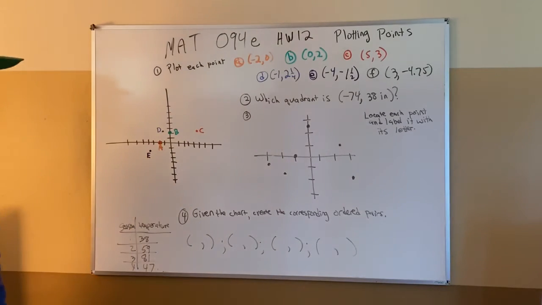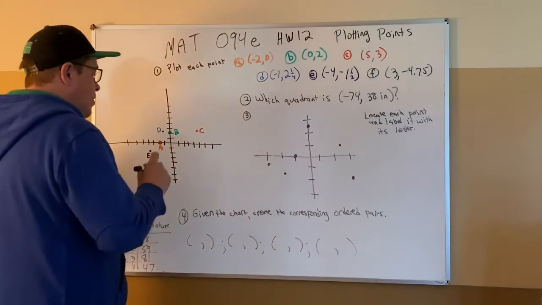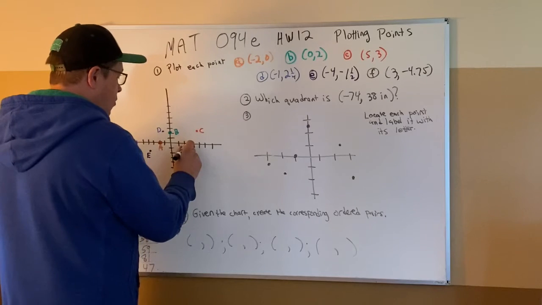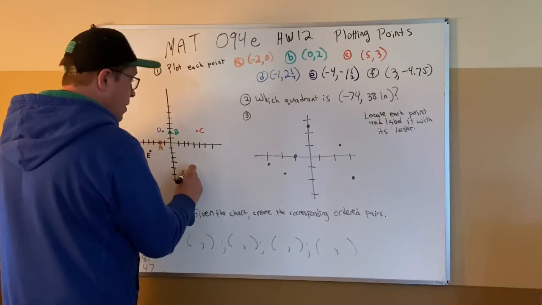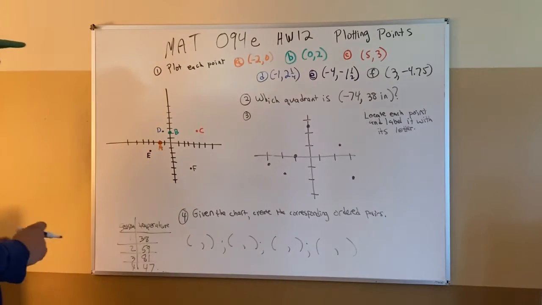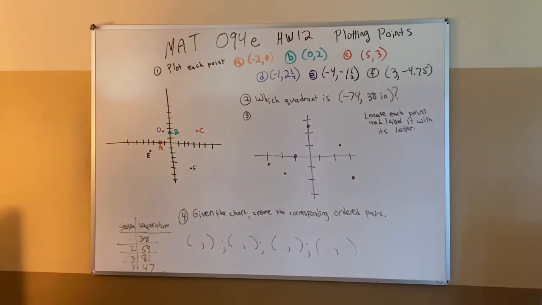F, I'm going back to black. 3, along with negative 4.75. 3 is positive. 1, 2, 3 to the right. And then downward 4. 1, 2, 3, 4. And 3/4 of the way to 5. And you lay in the F. And we've got each quadrant represented, and we've got something on the x-axis, something on the y-axis.